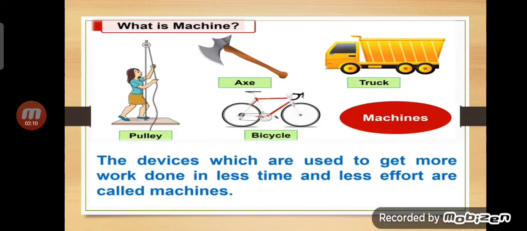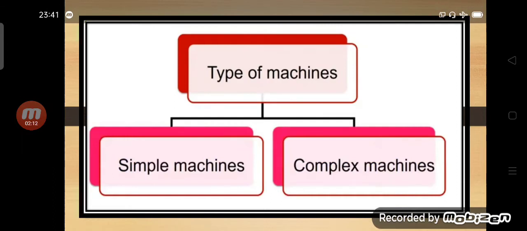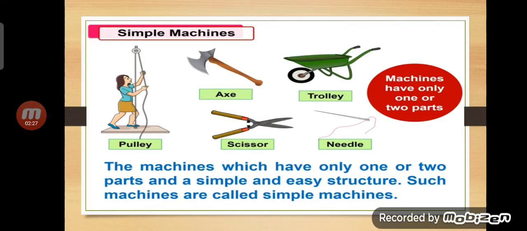Now children, machines are of two types, simple machines and complex machines. Let's study these machines one by one. Let's study the first one, simple machines. In the given picture, how many parts does the machine consist of? Here children, we can see the pulley has two parts, that are the stand and the wheel.